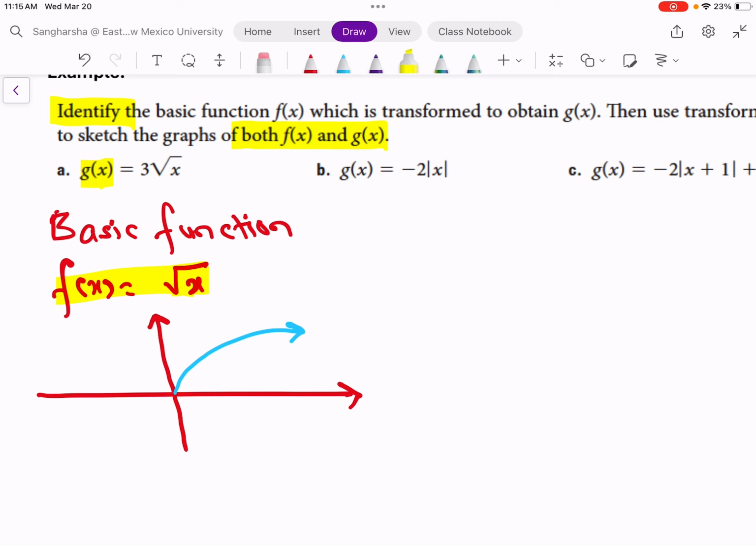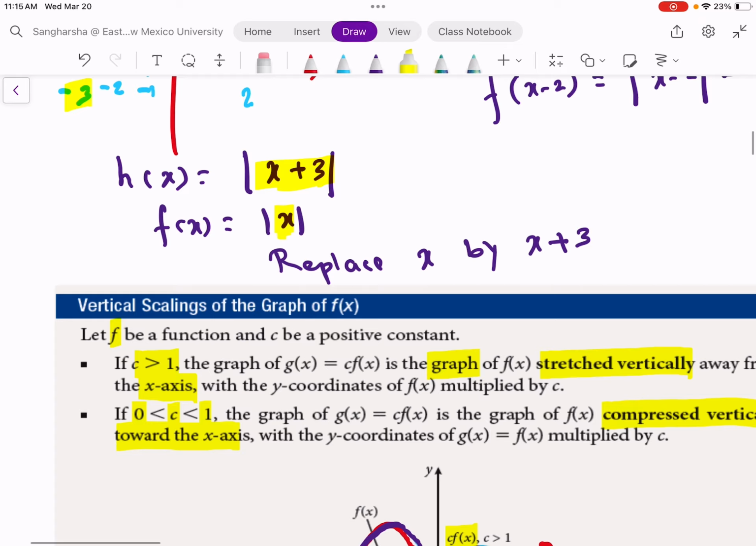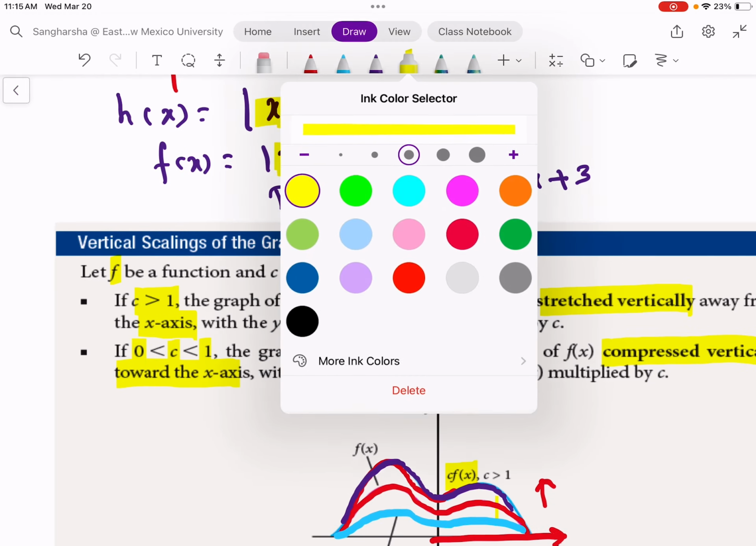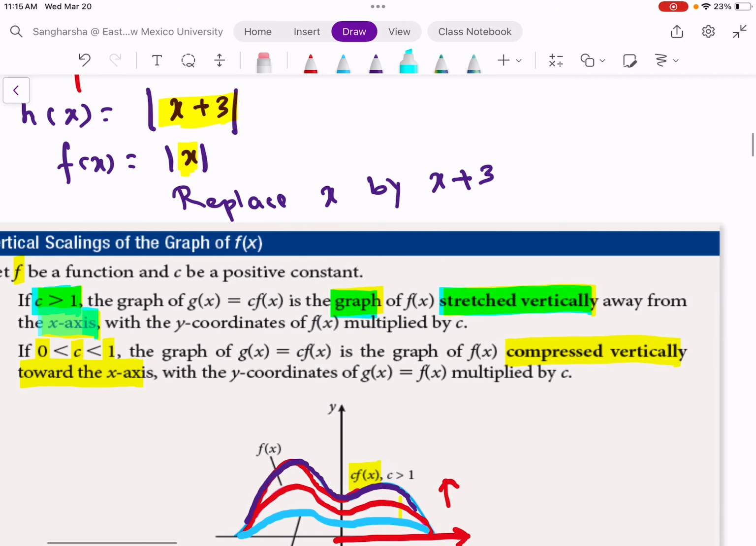Now what happens to the graph? Whenever we multiply a function by a number which is greater than 1, we choose 3. 3 is greater than 1. So what will happen to our graph? Now let's go back to the notes. Here, if we choose a number greater than 1 to multiply a function, then the graph is stretched vertically away from the x-axis.